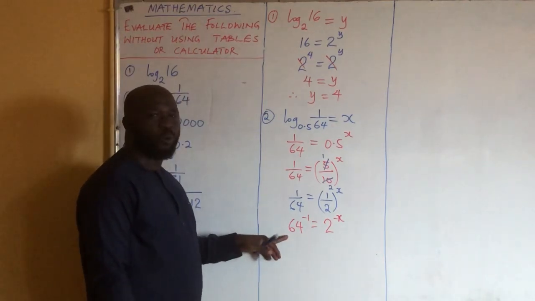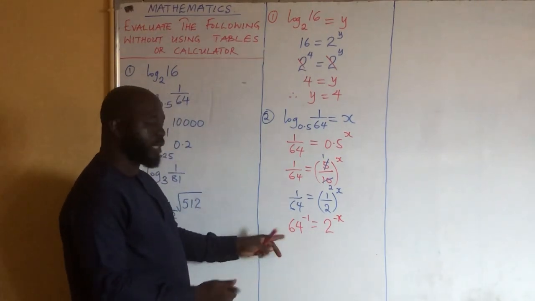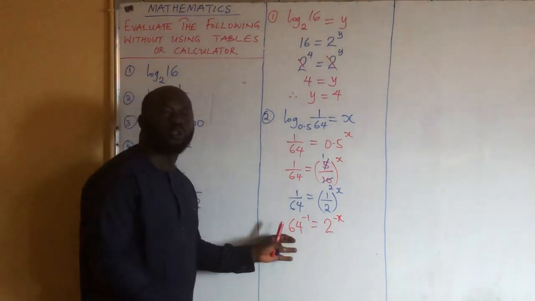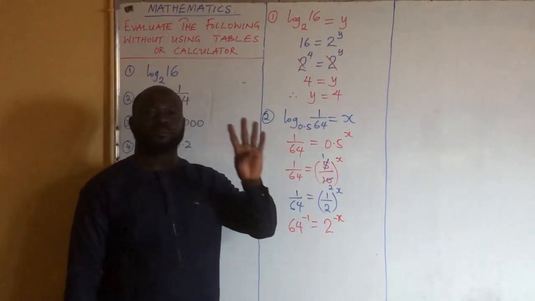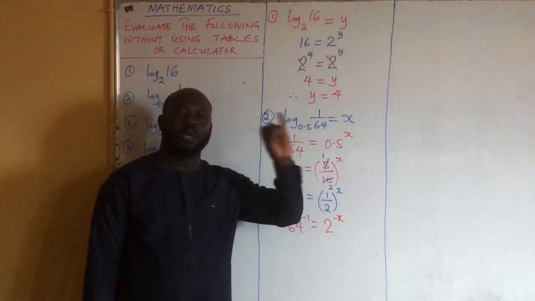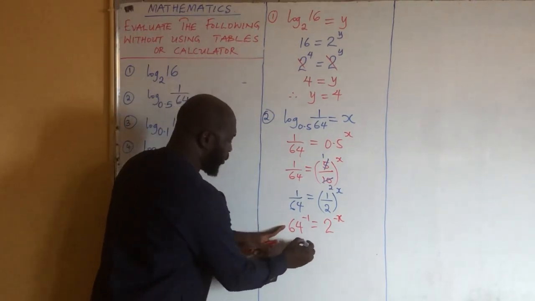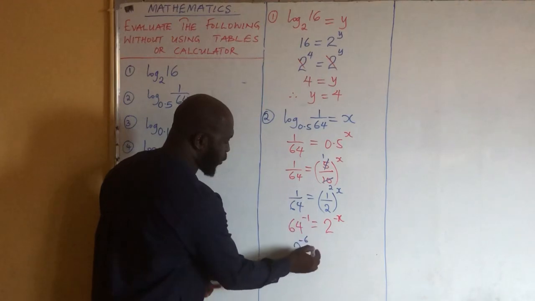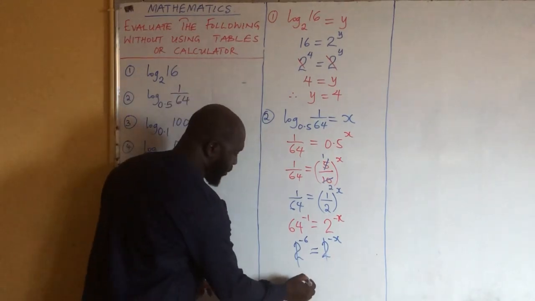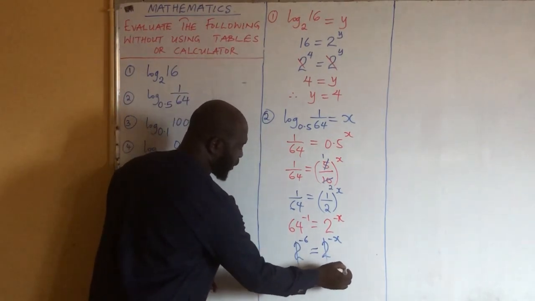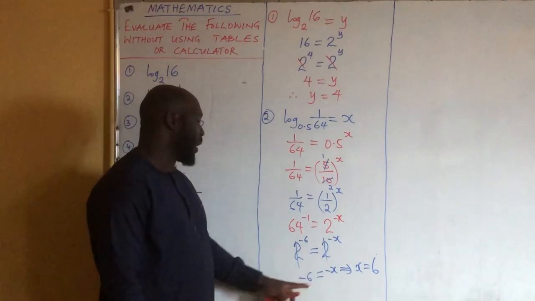We need to rewrite 64 in index so that it will be of the same base as this 2. So this will lead us to 2 raised to power, how many times are we going to multiply 2 to give us 64? That is 2 times 2, 4, 4 times 2, 8, 8 times 2, 16, 16 times 2, 32, and 32 times 2 will give us 64. That is 2 in 6 places, which is minus 6 multiplied by minus 1, which equals 2 raised to power minus x. So, cutting the powers, we are left with minus 6 equals minus x, which is simply x equals 6, taking away their negative part.